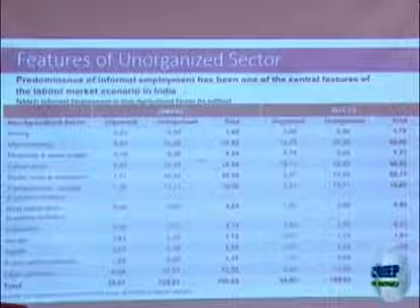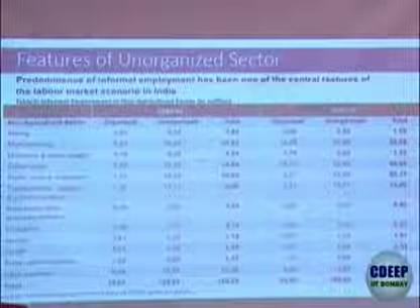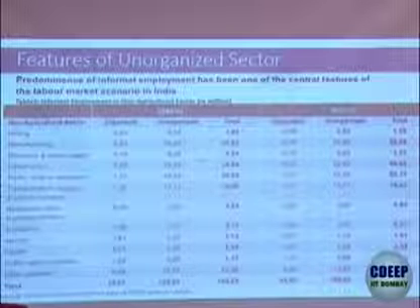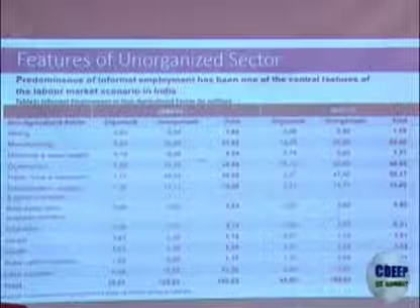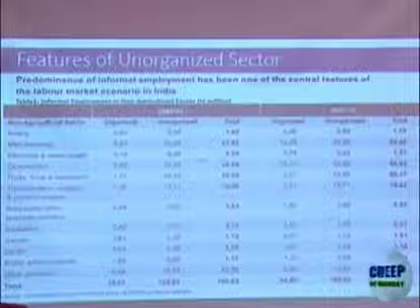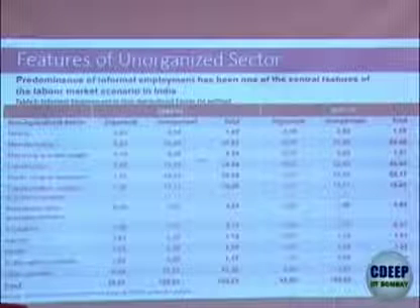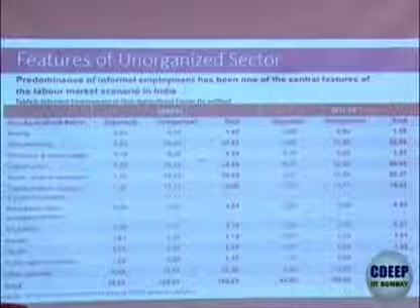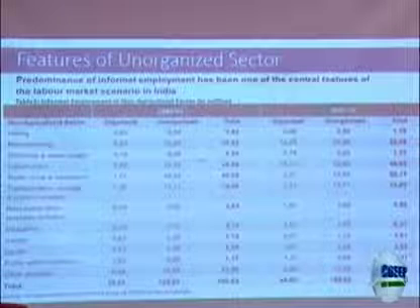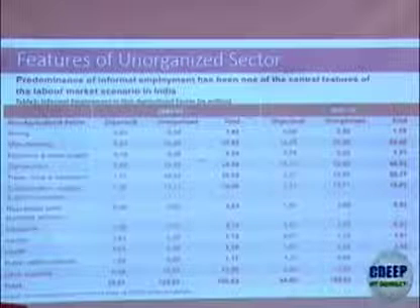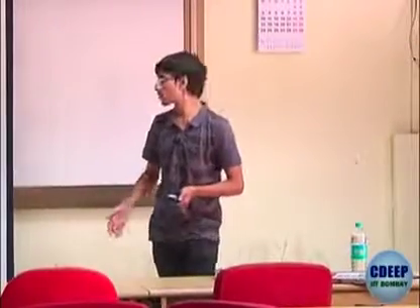If we see, the prominence of informal employment has been one of the central features of the labor market scenario. Here we see the labor force in millions in generally non-agricultural sectors. This has increased over the years, from 2004-05 to 2011-12. In the manufacturing and construction sectors, it has almost doubled. In many industries like trade and hotels, which are mainly marked by self-employed people, or the unorganized sector, and in other sectors like education and health, these have also gone up. As you can see, there is a marked increase from 160 million to 204 million over the years.